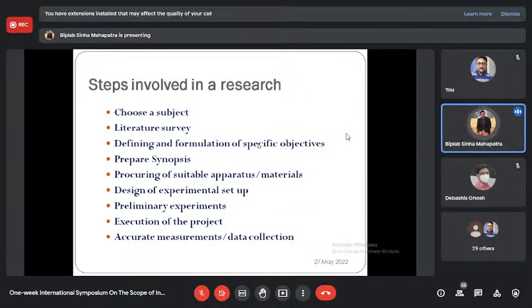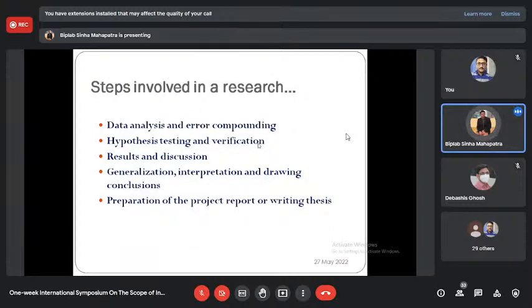If you want to go for a big experiment, you do a small one before, or parts of the main experiment before. So it will be easier for you when you perform the main one. Now, execution of the project and accurate measurement or data collection, that you have to do. Also, some data analysis and error computing.